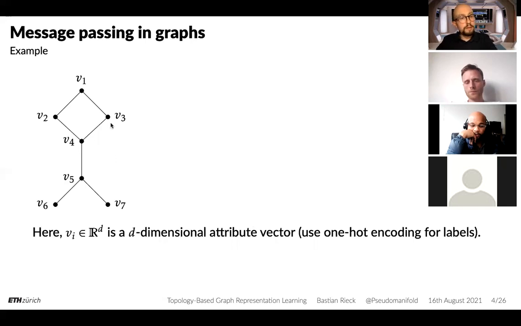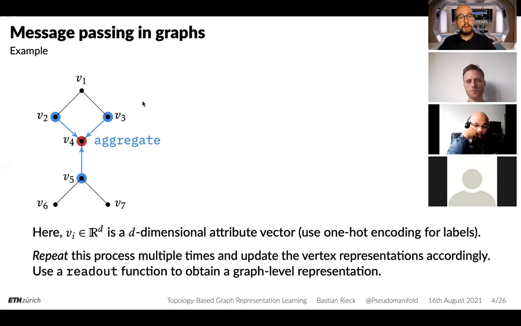So here, for instance, we have a very simple graph, and we assume that for every one of the nodes here, we have a d-dimensional attribute vector. So for instance, if we have just labels at those nodes, we could use a one-hot encoding, but in general, we can just assume that we have some high-dimensional attributes here. And now, if we want to do some message passing with v4 at our center node, we just take a look at all the neighbors of v4 in some random ordering, so v2, v3, and v5. We take their respective feature vector representations and aggregate them later on.